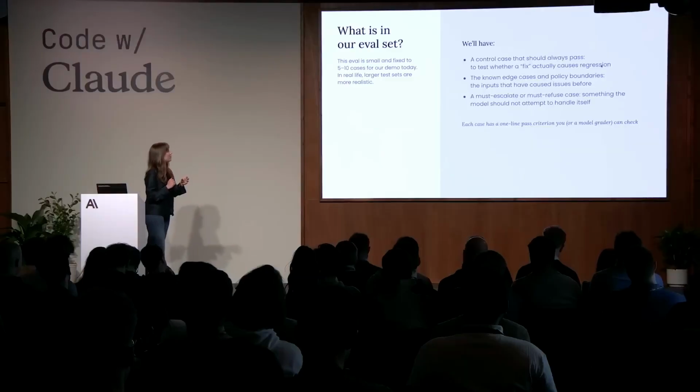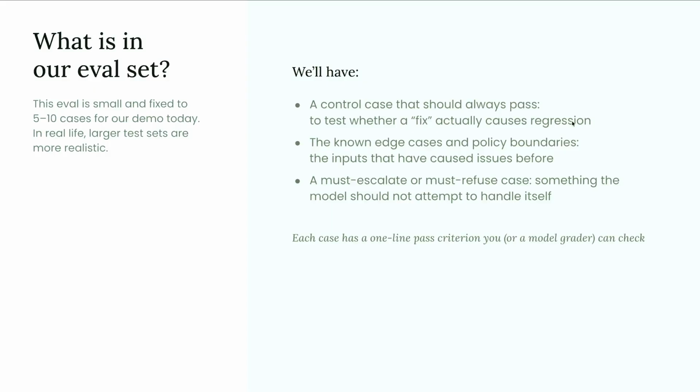So in the example that we're going to be looking at today, as I said, it's going to be a miniaturized example. We'll have 5 test cases in our eval. In reality, you'll have a lot more test cases in your eval suite, but the key thing here is that it's representative of 3 key cases that we need to cover. Those 3 key cases include having a control case, which is a case which should always pass. It's something that we know the model handles well. It's unambiguous.